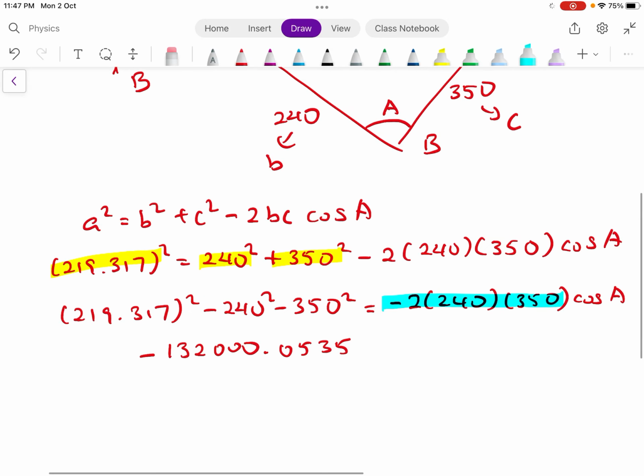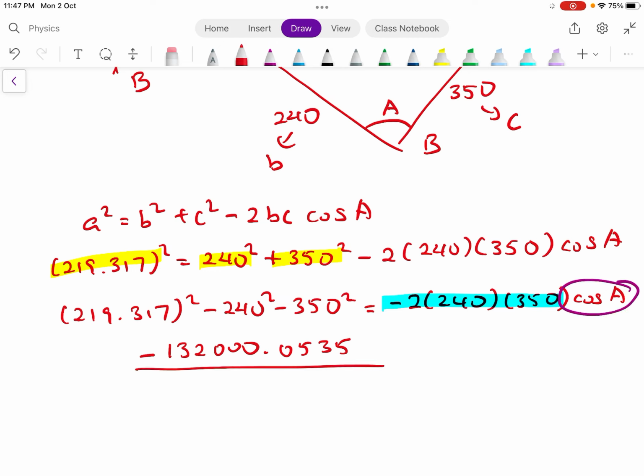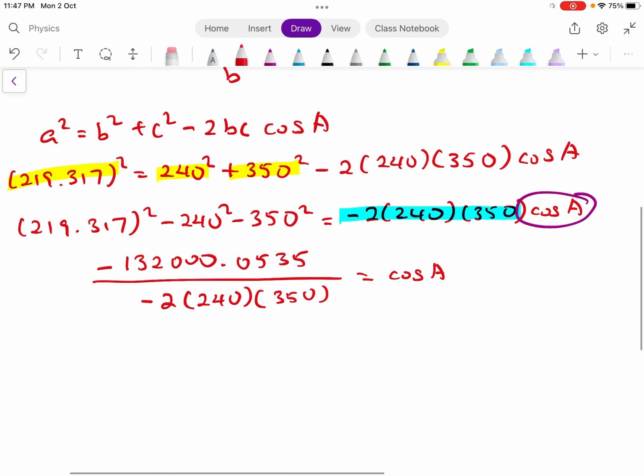So this thing, you also move to the left hand side. But when you move these three terms to the left hand side, it's actually divide, because this one, this light blue color, is multiplied by cosine. So multiplied, you move, become divide already. So this whole thing divide by negative 2 times 240 times 350 equal to cosine A. Then you just do it one by one. So don't sub everything inside the calculator, because if you sub everything, I think high chance we will make a lot of careless mistakes.